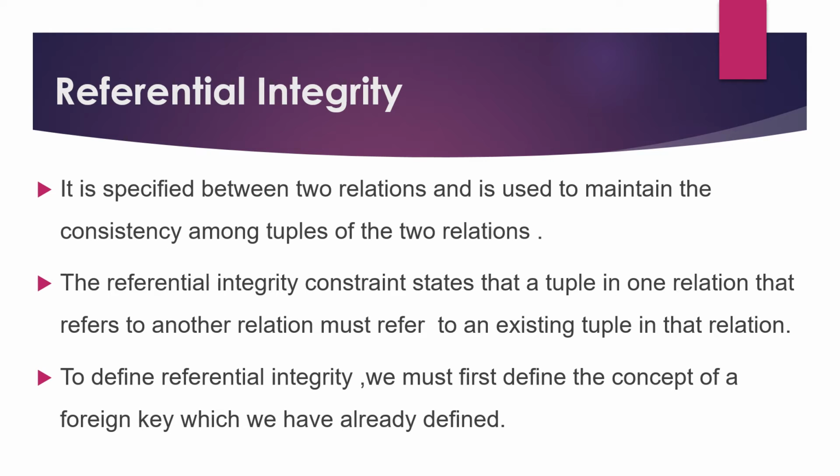Let us see referential integrity constraint. The referential integrity constraint is specified between two relations and is used to maintain the consistency among two tuples in two relations. In simple words, the constraint states that a tuple in one relation that refers to another relation must refer to an existing tuple in that relation. And to define referential integrity, we must first define the concept of foreign key, which we have already defined.